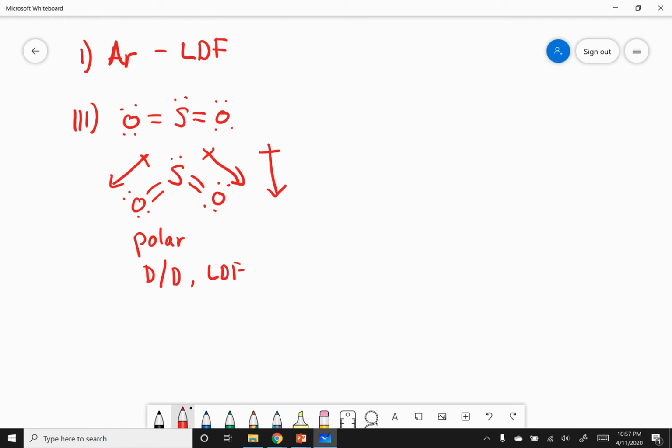Let's go ahead and take a look at number 4. Now, this molecule has 2 of the same atoms, so there is no net dipole, so this is a non-polar molecule. So, like I said, every molecule has LDFs. Since it's not polar, it doesn't have dipole-dipole.